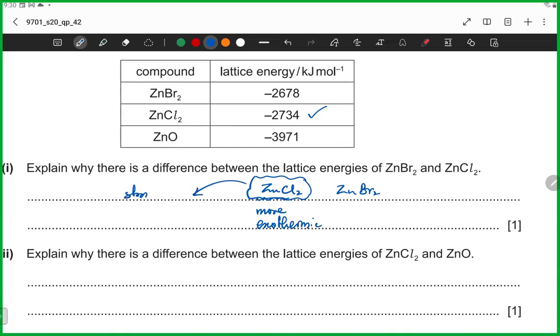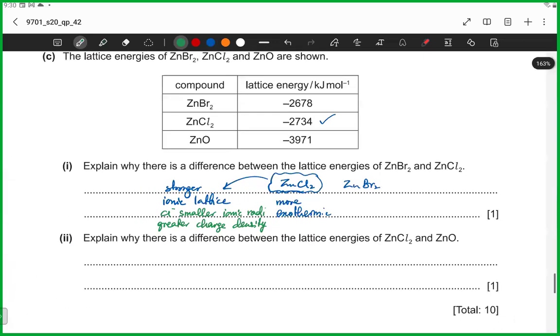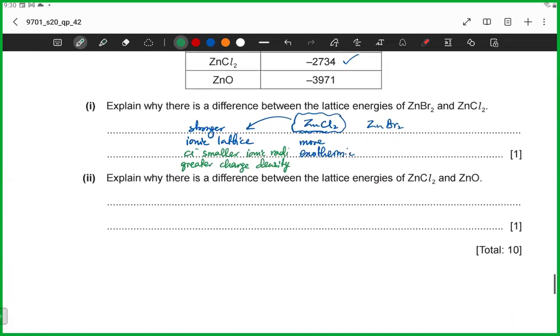And so it's a stronger ionic lattice with stronger ionic bonds. And why is it a stronger ionic lattice? The answer to that is that Cl ions have a smaller ionic radius. And greater charge density. Okay, so the smaller the ion, the greater the attraction, the more tightly packed they're going to be. So the ionic bonding is going to be a lot stronger. So which is why it's a stronger ionic lattice.